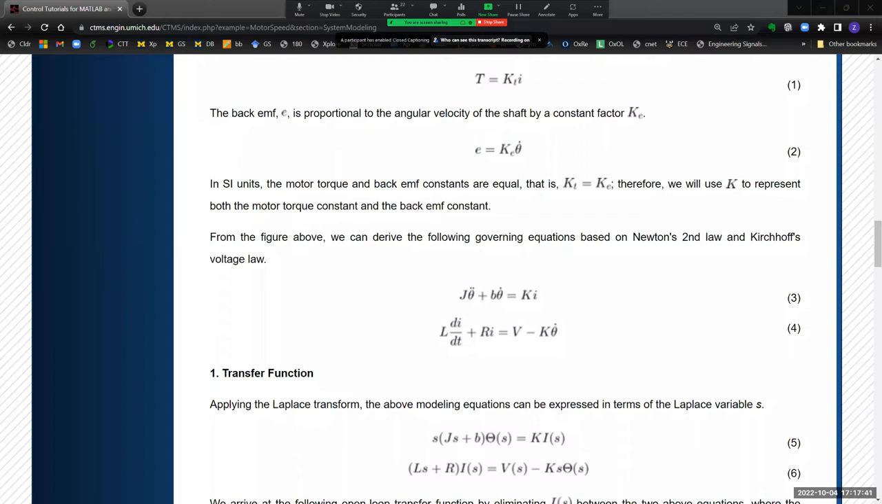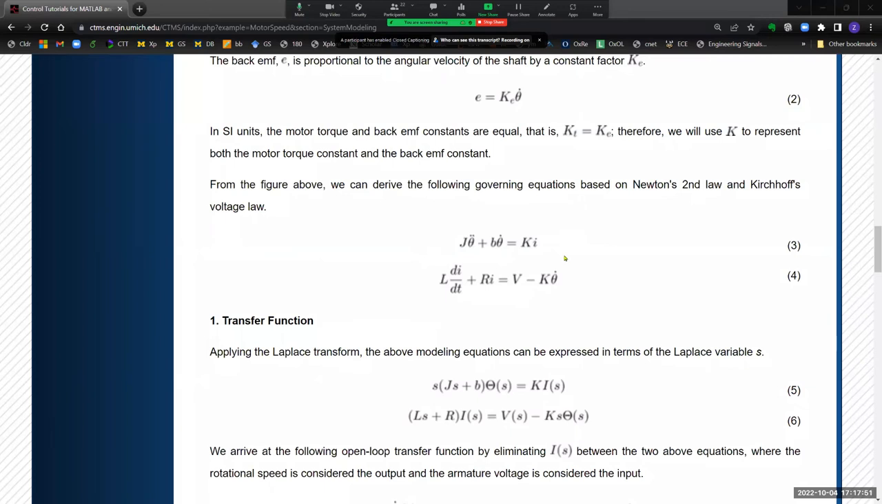Okay, we're back. Everyone back? Okay. So who can tell me about equation three? Who can describe equation three? What does it mean?